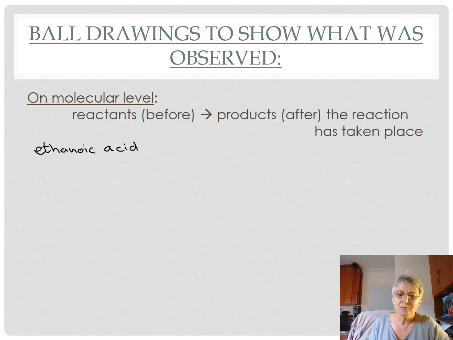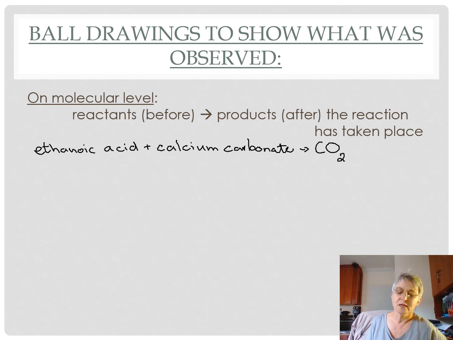and the substance that an eggshell is made of is calcium carbonate. And what is formed, all those bubbles are carbon dioxide bubbles. I'm going to mix the words with formulas now just for the sake of space. And the other product that we can't see that is formed is calcium ethanoate.